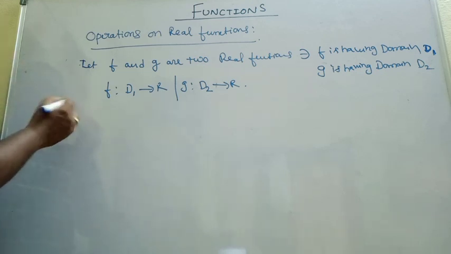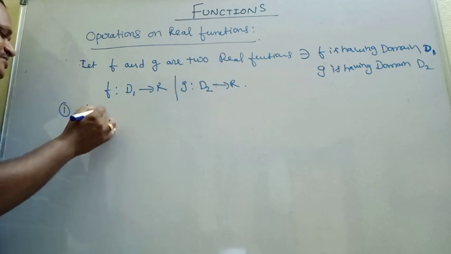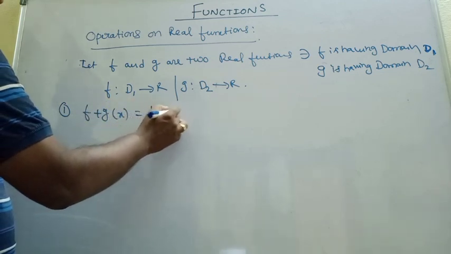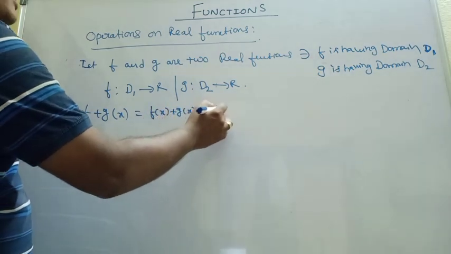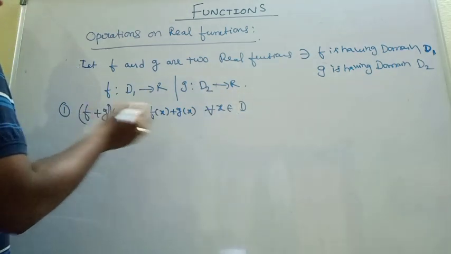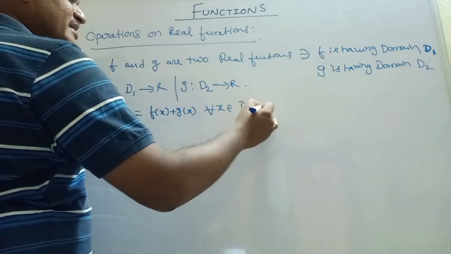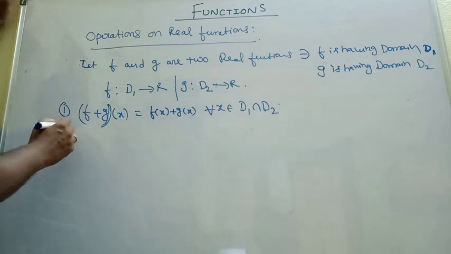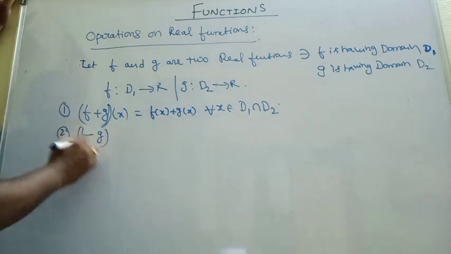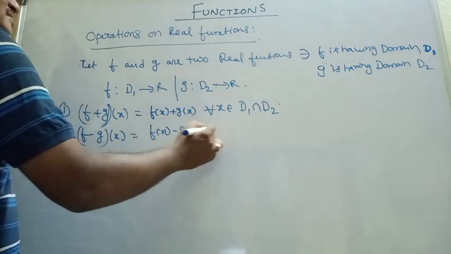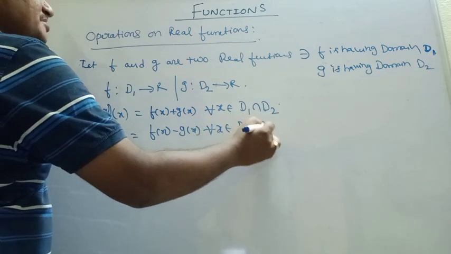Now how do we define the sum of two functions, f plus g of x? It is defined as f of x plus g of x for all x belonging to the common domain of f and g. That means x belongs to D1 intersection D2. And in the same way, f minus g of x is defined as f of x minus g of x for all x belonging to D1 intersection D2.